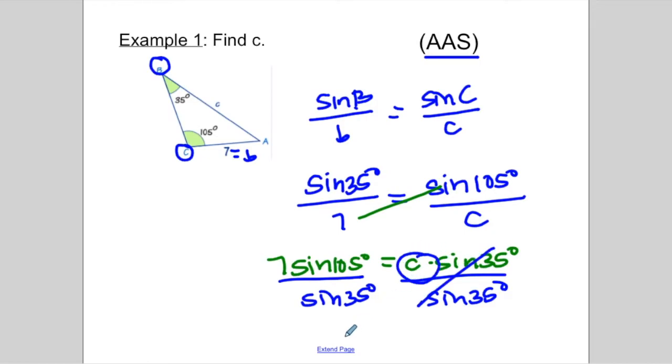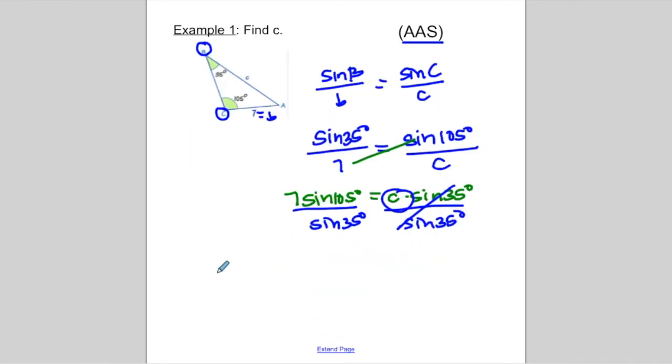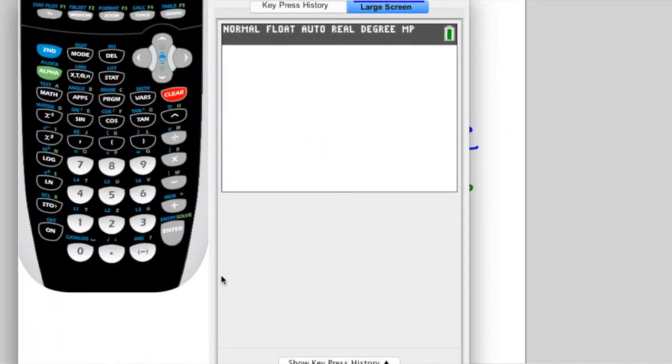And now you can see I have c by itself, so I just need to type all of this into my calculator. So c is equal to 7 sine of 105 over sine of 35 degrees. So we would do this on our calculator. What mode must we be in? We must be in degrees, so check.